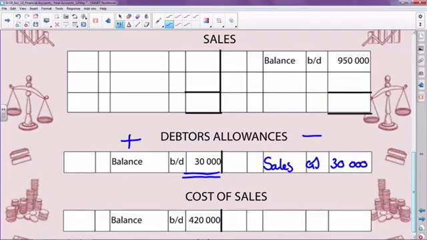Where do I take it to? Sales. And then I will go and write your debtors allowances. I'm going to abbreviate. It's your GJ, and therefore 30. Now there is step 1 done. Good. Step 1 completed. What do I do for step number 2?